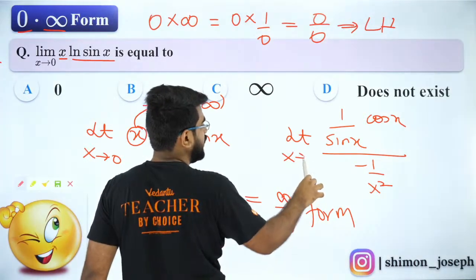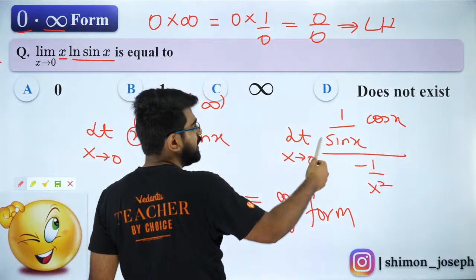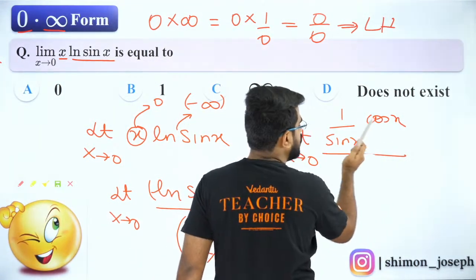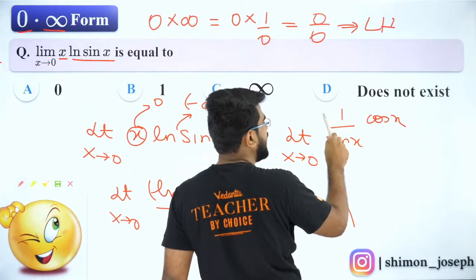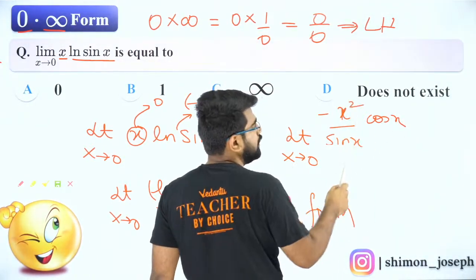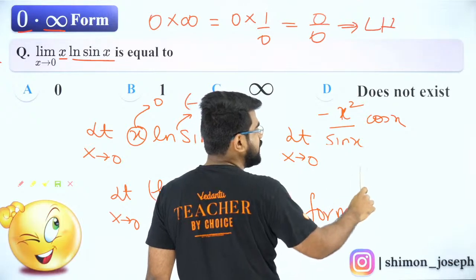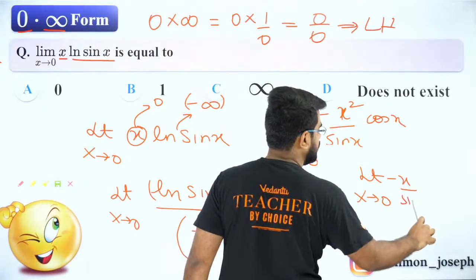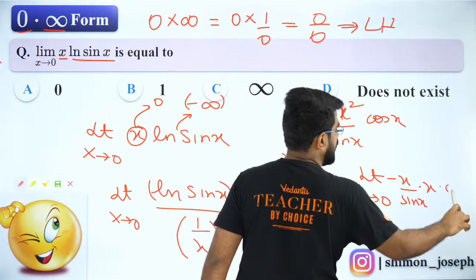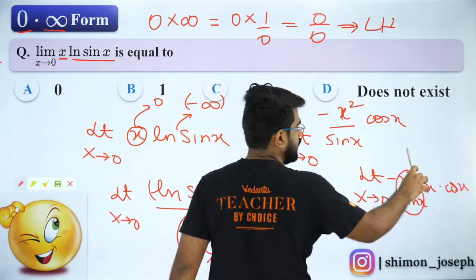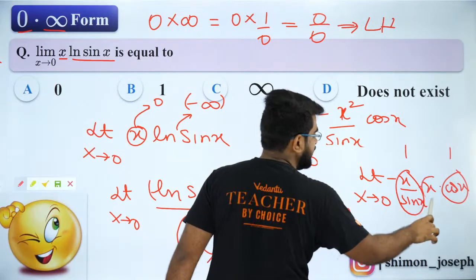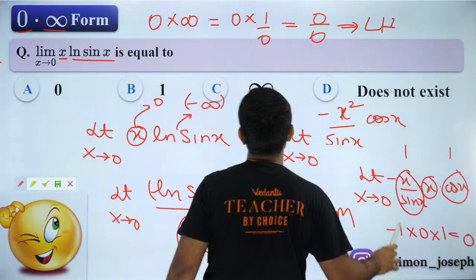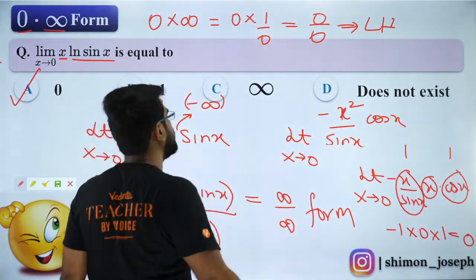Limit extending to 0. So now if you bring it to the numerator, what will you get? You will get x square on the numerator with a minus sign on the denominator. Okay. So 1 x can combine with sin x. So I can write it as minus x by sin x into x into cos x. So this is 1, but this is 0. So it will be minus 1 into 0 into 1, which will be 0. So the answer is 0, my dear students.